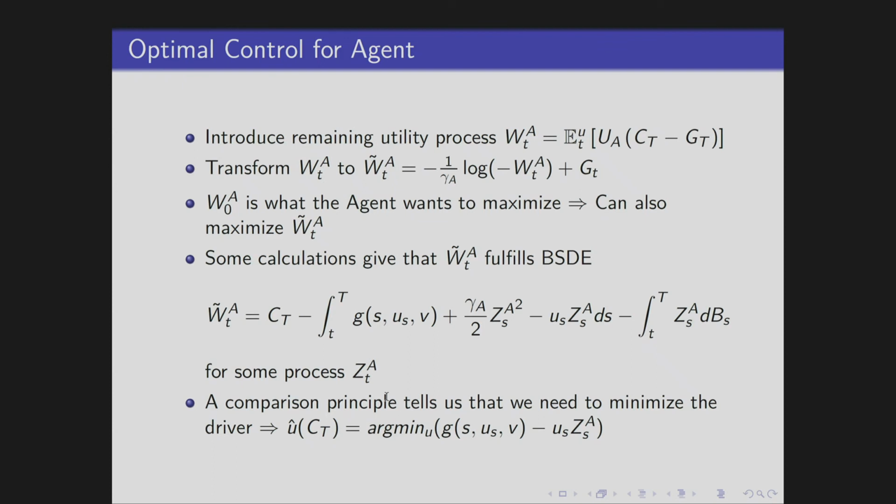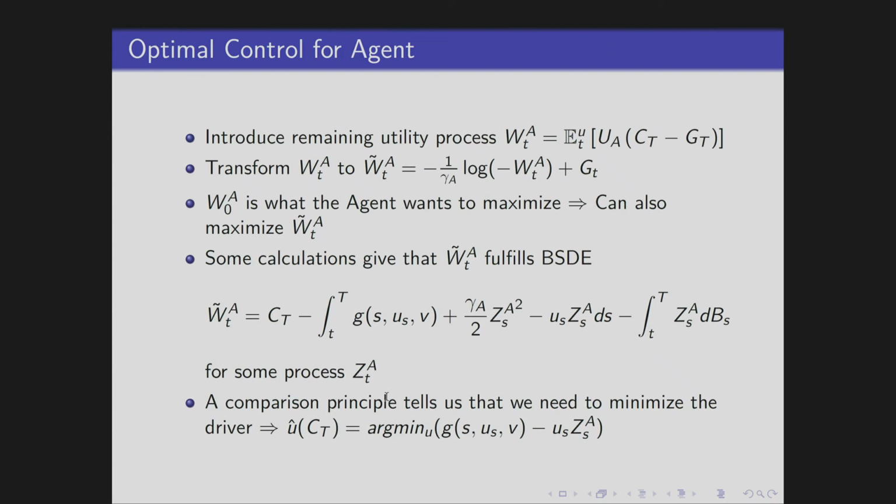And we see also that for t equal to 0, this is simply equal to 0. And the left side is simply some monotonous increasing transformation of the original utility. So instead of maximizing W0A, we can also maximize the transformed utility, where here there should be a 0 and not a t. So we transform the maximization problem, and then we get some stochastic differential equation.